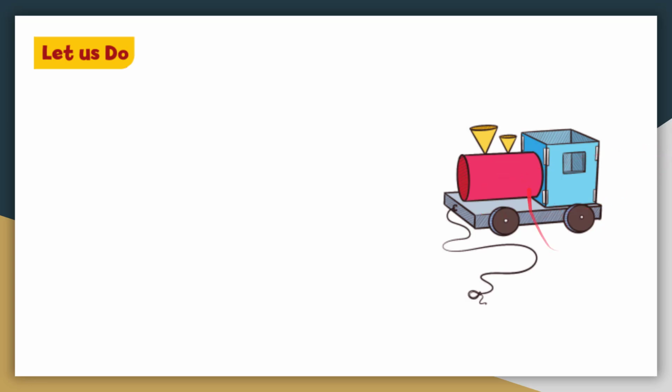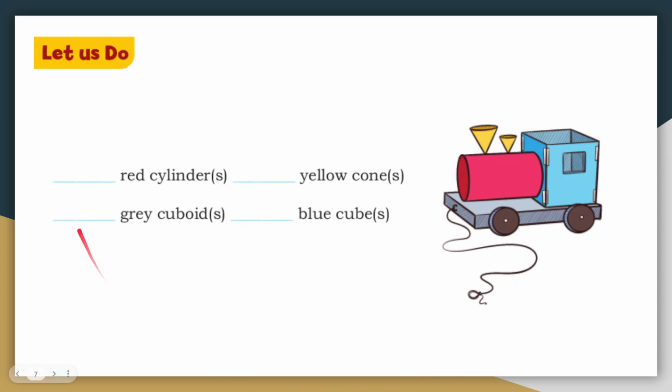Then, Devika went to a shop and bought a toy engine. So here is Devika's toy engine. It has many parts. So count and fill how many red cylinders, yellow cones, grey cuboids and blue cubes are used. So we can see 2 cones, 1 cylinder, a cube and a cuboid are used by Devika to make a toy engine. So again friends, creativity.